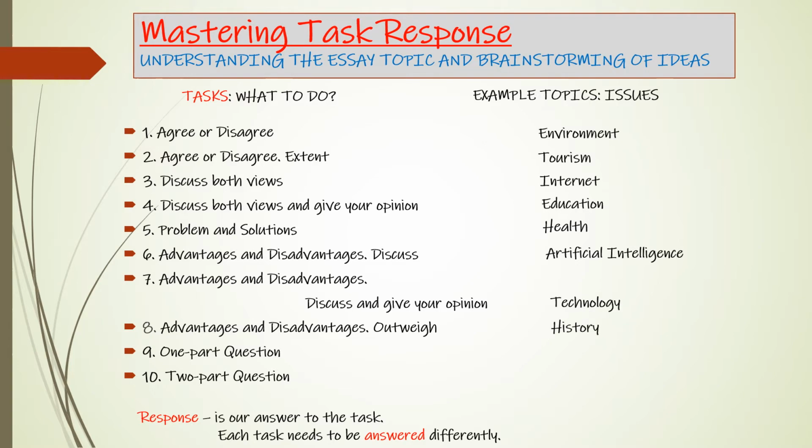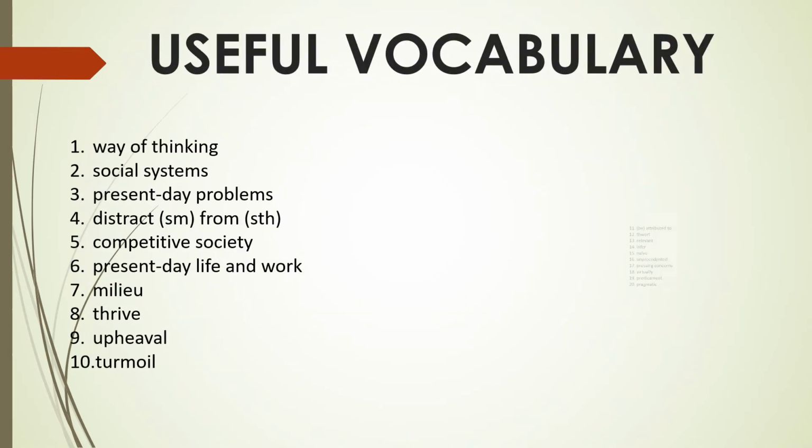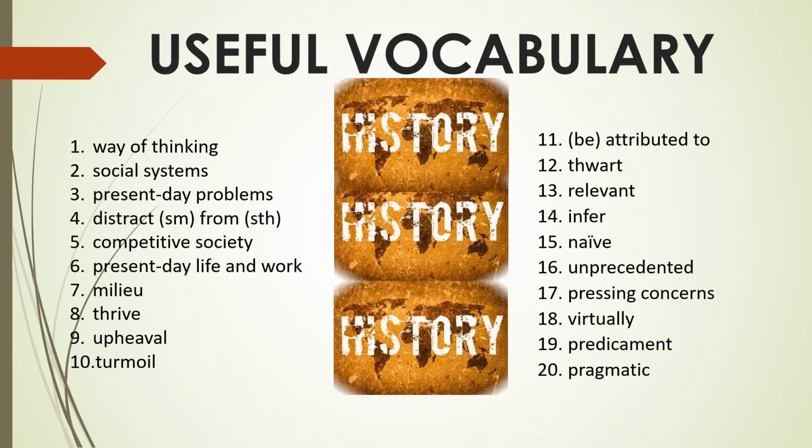Now, before we begin with brainstorming of ideas and reviewing the Writing Task 2 and how to answer, discuss both views, and give your opinion, let us first check some useful vocabulary that can be used in talking about history. So we have here vocabulary and phrases 1 to 20.